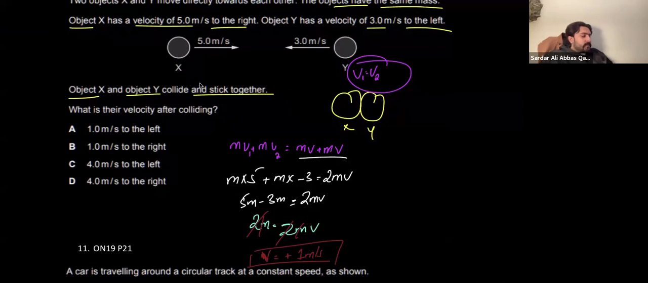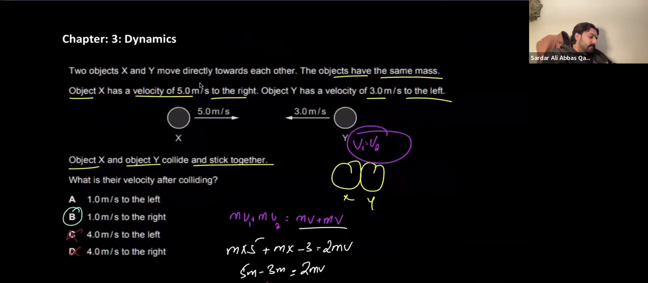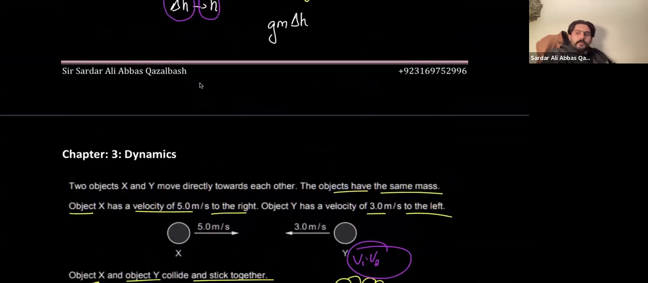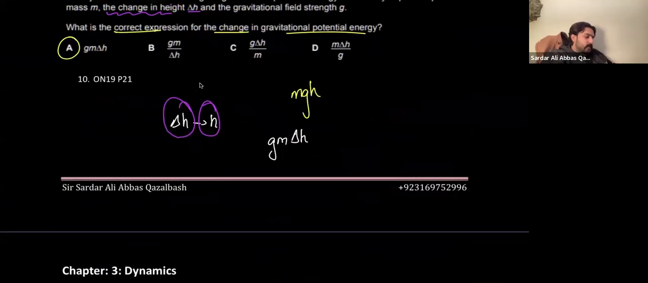Now, the question is, what is the velocity after colliding? So we know it's either A or B. Now, how do we know if it's A or B? You look at this sign. What direction does the positive sign represent for us? Yes, Umar? Towards the right. So your answer is B. And you're also done with this question.